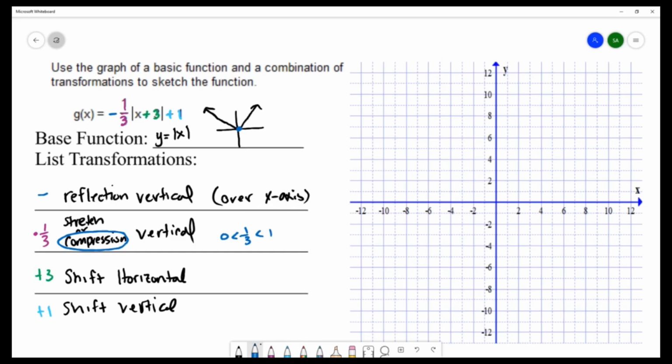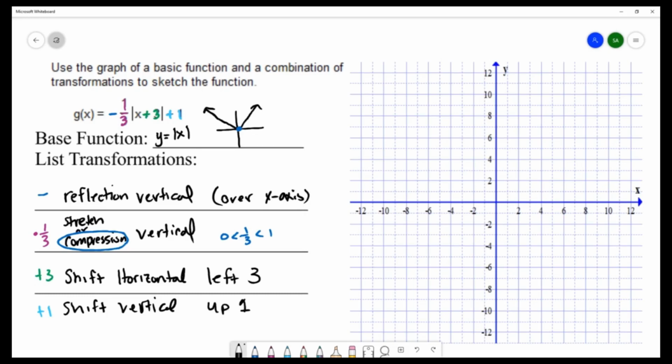A horizontal shift can either shift left or right, and because we have a plus, it's going to shift to the left. We're going to shift left 3 units because of that plus sign. A vertical shift can either shift up or down, and because it's a plus, it's going to shift up 1 unit.